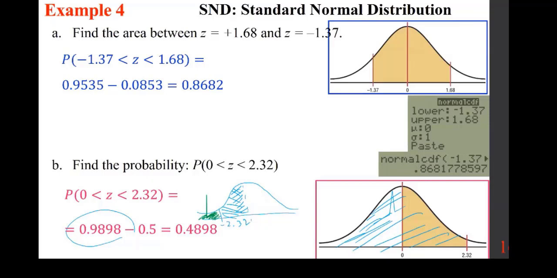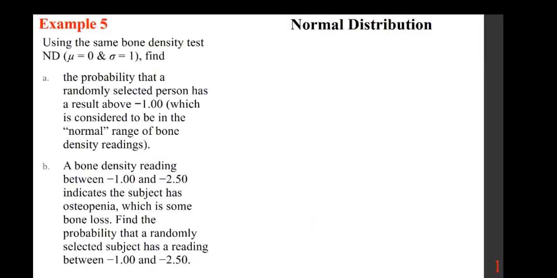So here's the next one. Using the same bone density test, normal distribution with mu equals 0 and sigma equals 1, find A, the probability that a randomly selected person has a result above -1, which is considered to be in the normal range of bone density readings, and B, a bone density reading between -1 and -2.5 indicates the subject has osteopenia, which is some bone loss. Find the probability that a randomly selected subject has a reading between -1 and -2.5.